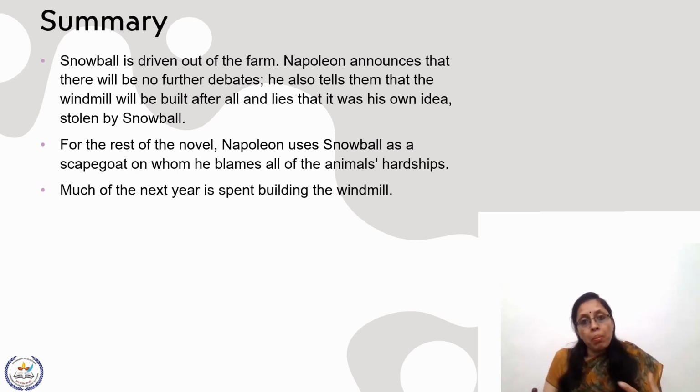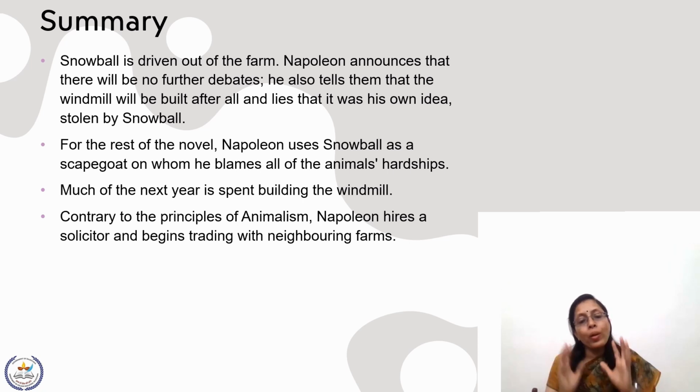Now, he says that he will build the windmill, so most of the next year is spent in building the windmill. All the animals are working very hard, but contrary to the principles of animalism, Napoleon hires a solicitor and begins trading with the neighboring farm. It was a basic principle of animalism that they will not interact with human beings. But despite that principle, Napoleon starts talking to Mr. Whymper, and he becomes an agent who will take care of the farm produce getting sold in the outside world.